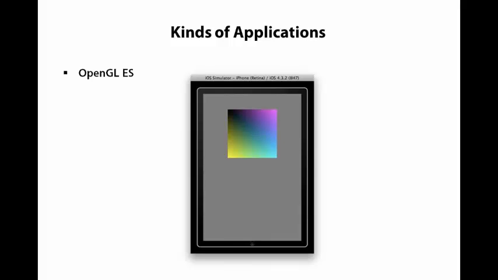Moving on, the second type of application that you can create is the OpenGL ES application. I don't have the animation here, but we'll look at that when we actually look at it in Xcode. This is a screenshot of the simulator, and this is a bouncing square in the actual demo application that they give you when you start up.